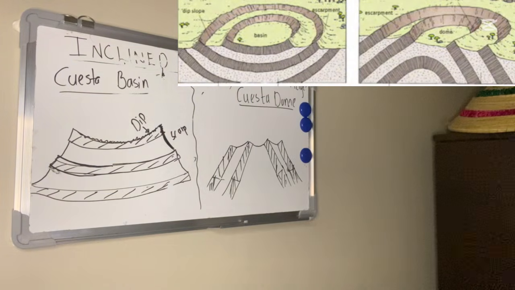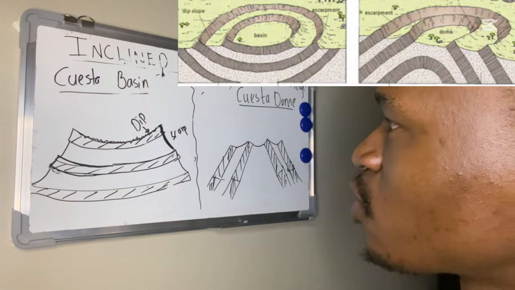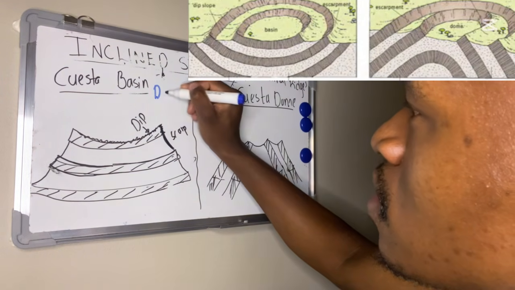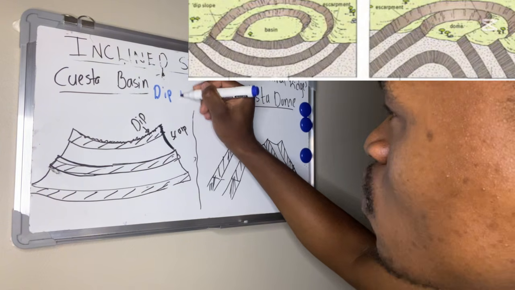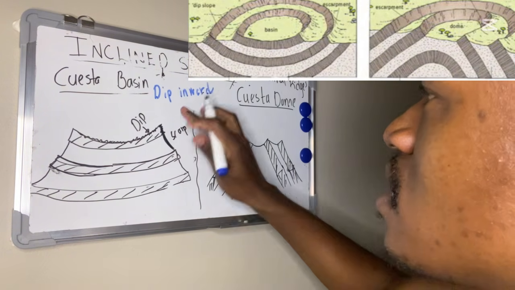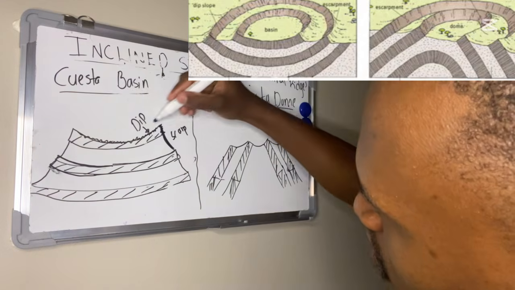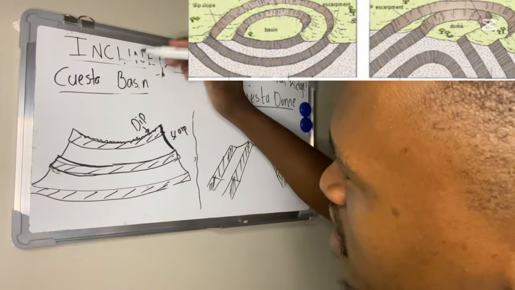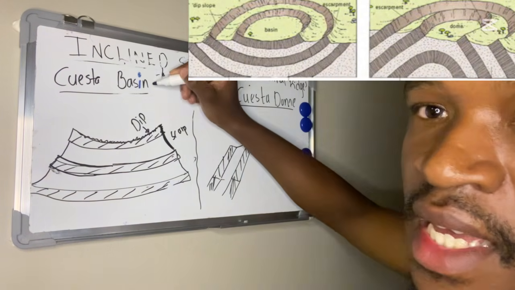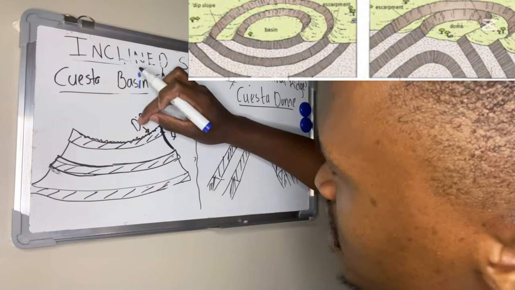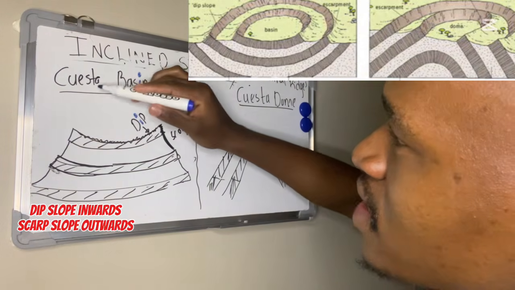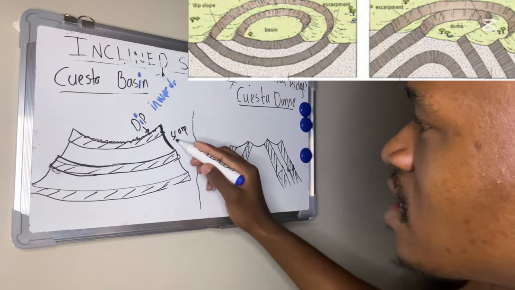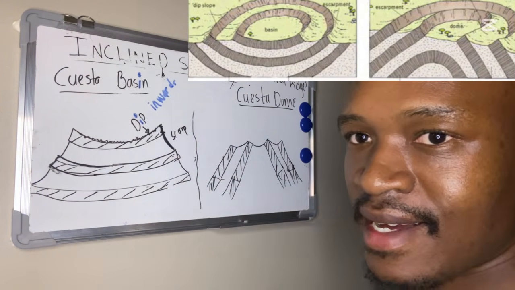Now this is how you will remember. Focus on your dip slope. For my Cuesta basin, the dip slope faces inwards. Dip slope faces in. You can see that it faces in. This is inside. The dip slope faces inwards. This is how you remember. The word basin has the letter I. The word dip has the letter I. Cuesta basin dips inwards. And then the scarp slope faces outwards. That's how you must tell the difference.